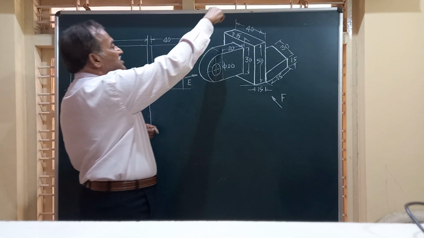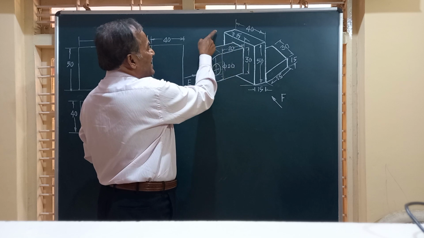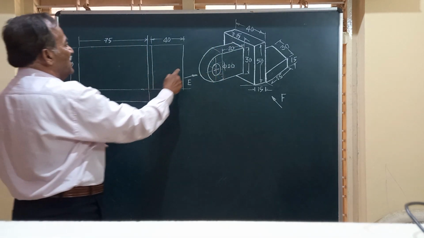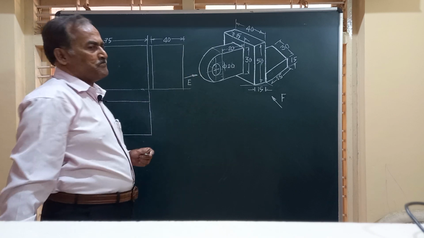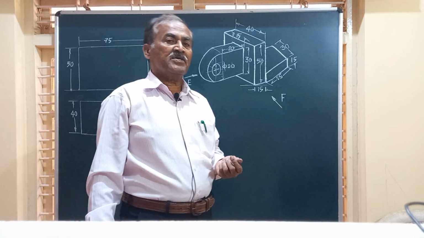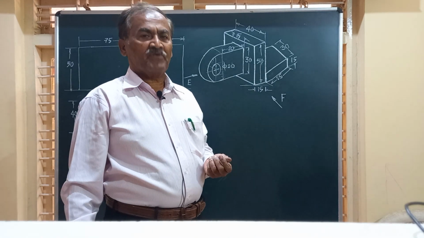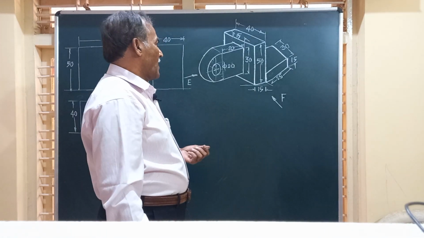Similarly, when you see from the top, we get a maximum width of 40, and the length will be 75, and the height in the end view will be the same. So this is the first step while drawing the orthographic views of a component or a solid.